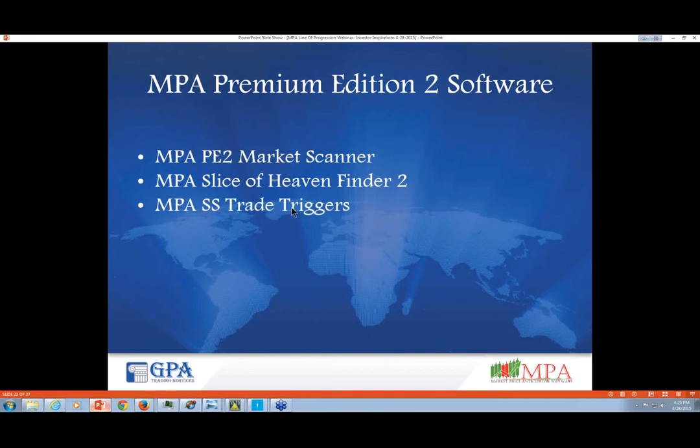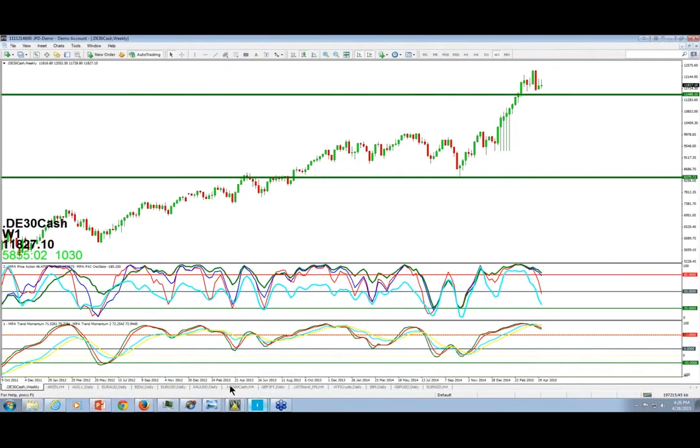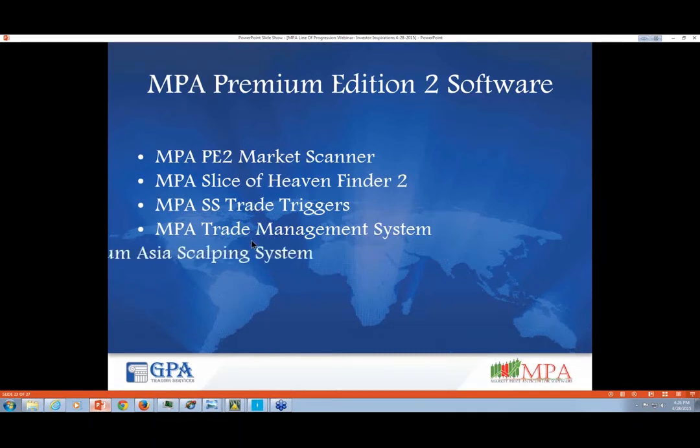There's also the Slingshot trade triggers, which we briefly showed you. Those were the red and green triggers, or wing dings as they're called. And it also includes the trade management system, which we haven't discussed in great detail, but it can manage your trade. As we see, we're managing a trade, and it will tell when to take profits, when to close, when to enter, etc. So that's a brief example of what the trade management system looks like live.